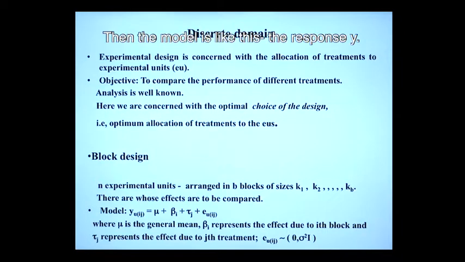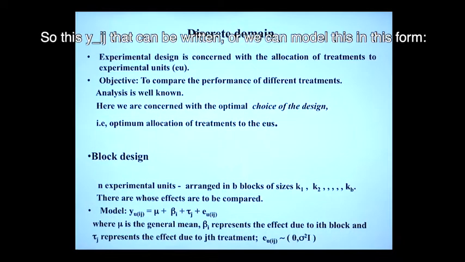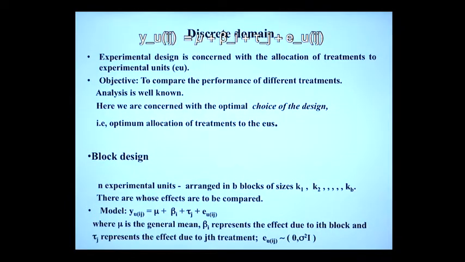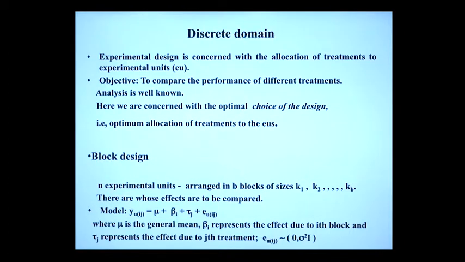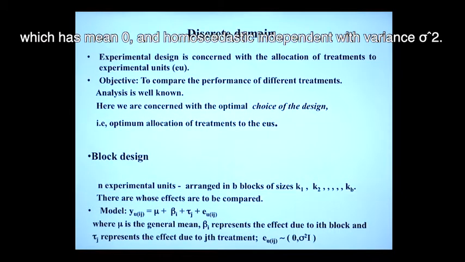Then the model is like this, the response y. In statistics, everything is random, probabilistic. So, we want to model this y_ij in this form: y_ij = mu + beta_i + tau_j + e_ij. This mu is the general effect, beta_i is the effect due to the ith block, tau_j is the effect due to the jth treatment, and e_ij is the random error. It has a distribution with mean 0, homoscedastic and independent, with variance sigma square.